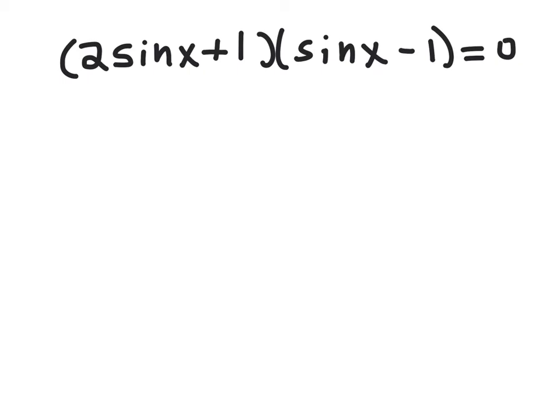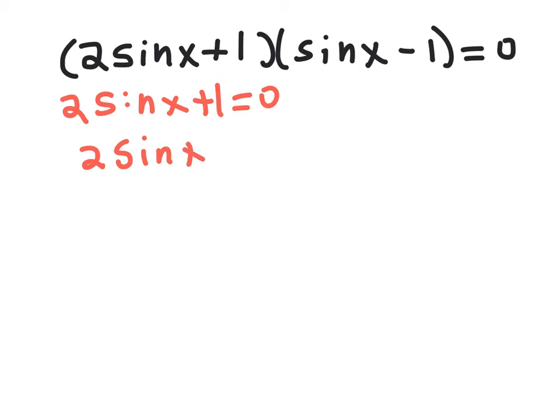So I start on my first factor. This is 2 sine of x plus 1, and I'm going to set it equal to 0. And I'm going to go ahead and solve it. So I'm going to subtract 1 from both sides, and then I'm going to divide through by 2. So I have sine x is equal to negative 1/2. I've now isolated the sine x, and now I can see, using my unit circle, what angles I can take the sine of and get negative 1/2.